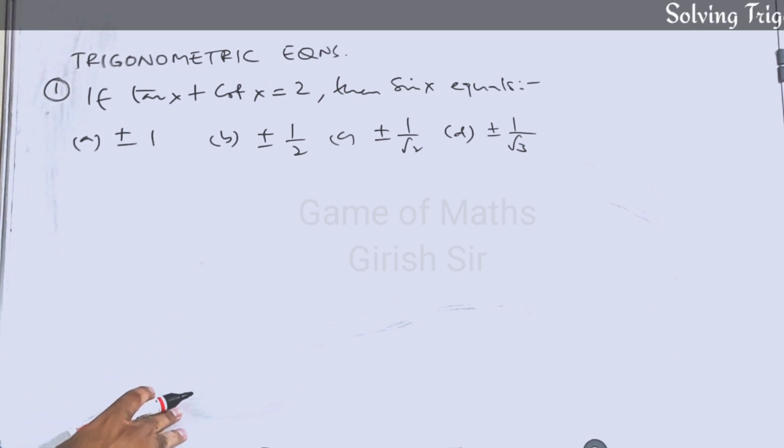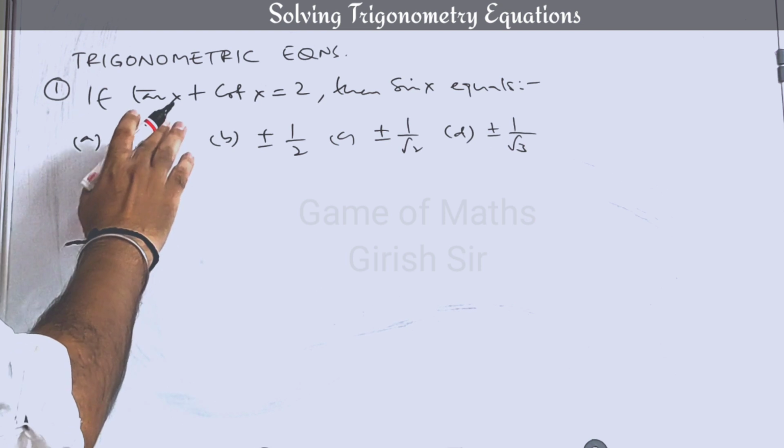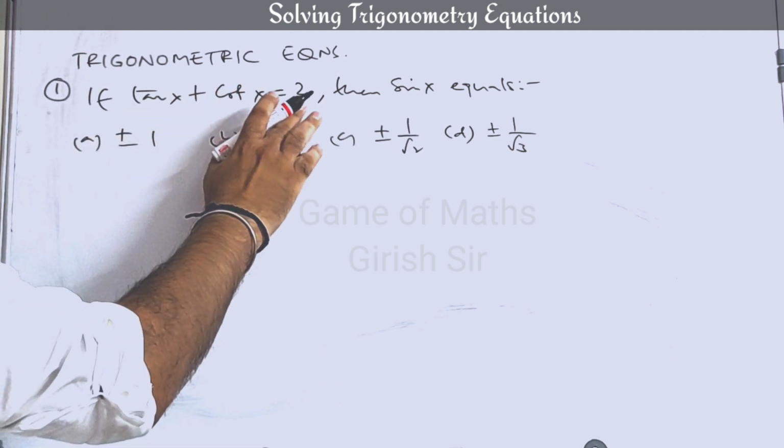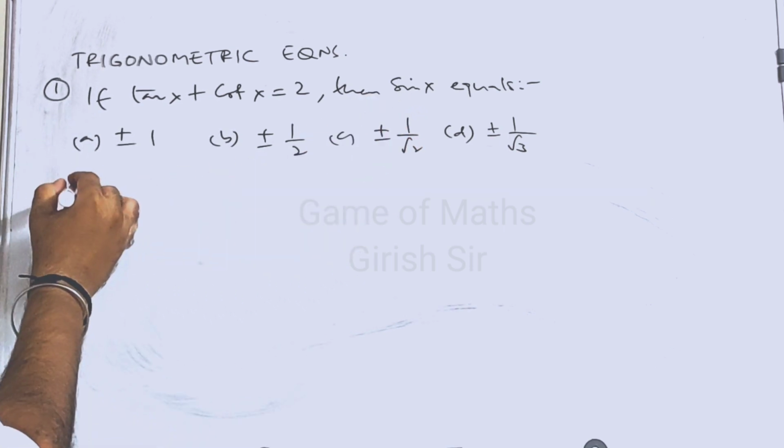Students, we will solve some questions based on trigonometric equations today. Let's see the first question. We are given tan x plus cot x is equal to 2 and we have to find the value of sin x.